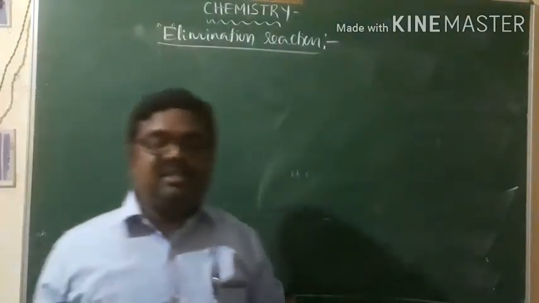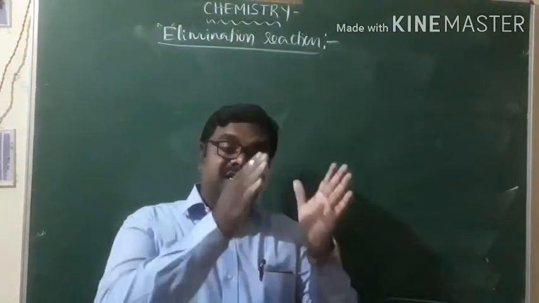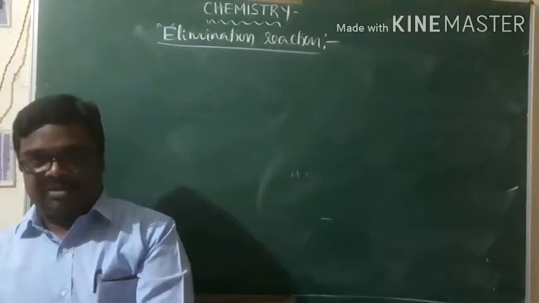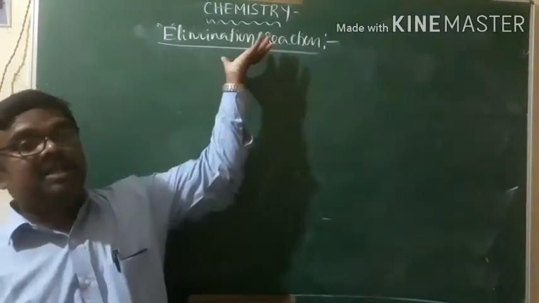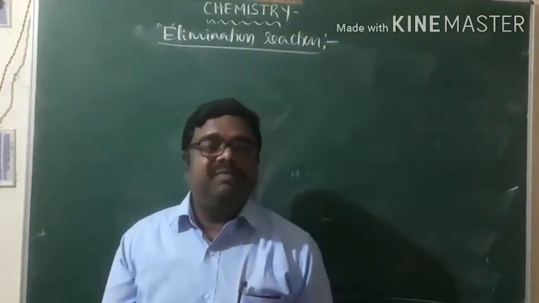In addition reactions, double bonds will be converted to single bonds, but in elimination reactions, single bonds will be converted to double bonds, and double bonds will be converted to triple bonds. That's why elimination reactions are the reverse of addition reactions. Elimination reactions are the reverse of addition reactions.